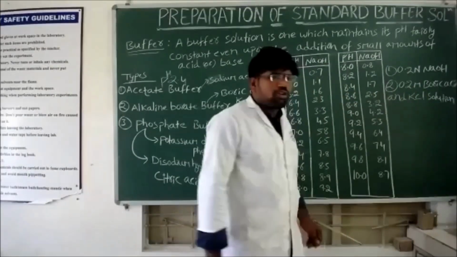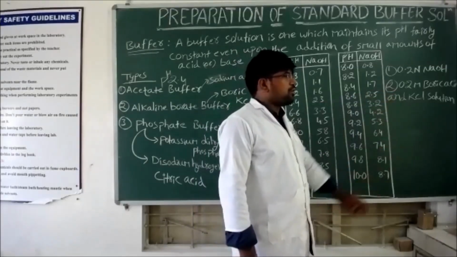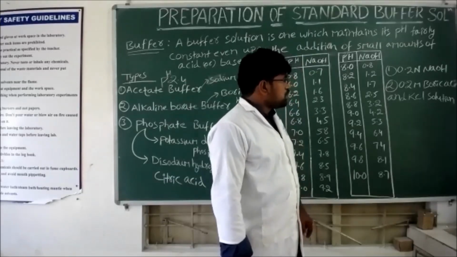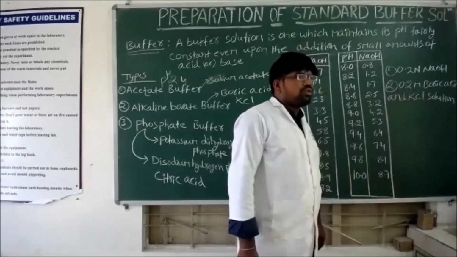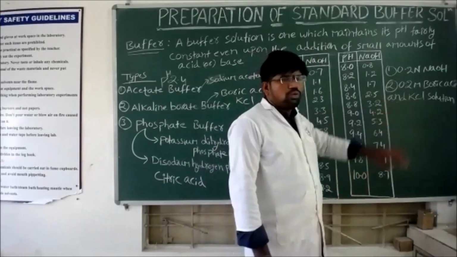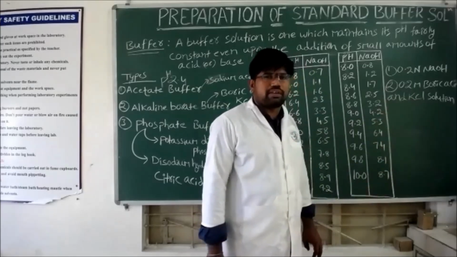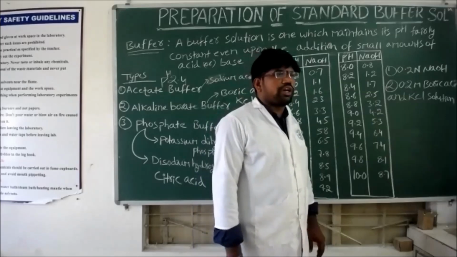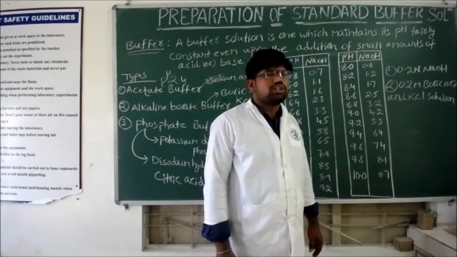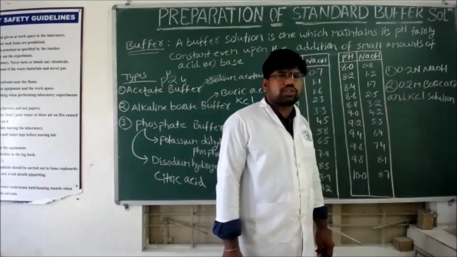So for the preparation of alkaline borate buffer, first we have to prepare the 0.2 molar boric acid and potassium chloride solution. Generally for the preparation we need to take 12.3 grams of boric acid and 14.7 grams of potassium chloride, and we will dissolve that in 1000 ml of water. So automatically we will get 0.2 molar boric acid and potassium chloride solution.